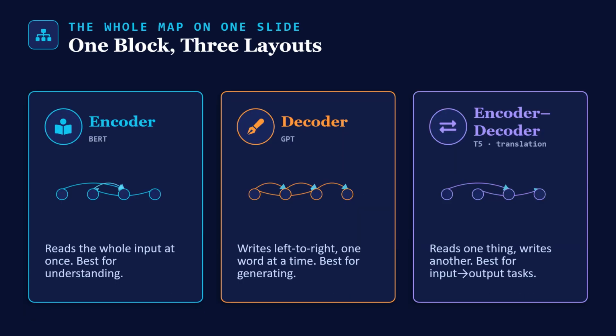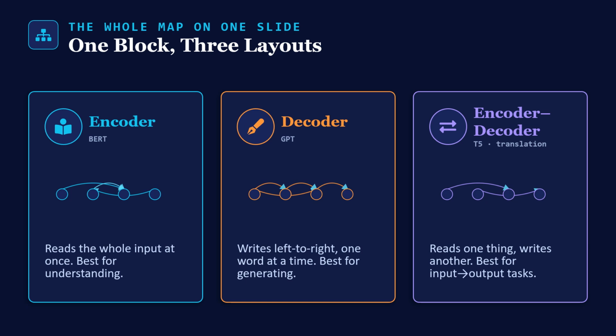There are three ways to arrange the block. The first is an encoder. It reads the whole input at once and tries to understand it. This is what BERT uses. The second is a decoder. It writes from left to right, one word at a time. This is what GPT uses. And the third is both together, an encoder paired with a decoder. It reads one thing and writes another, which is perfect for jobs like translation.